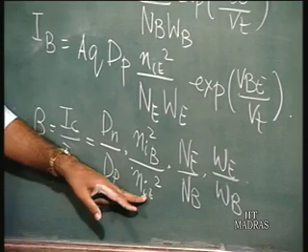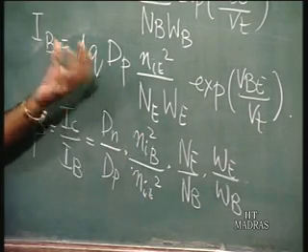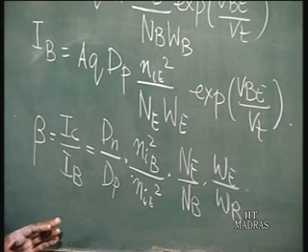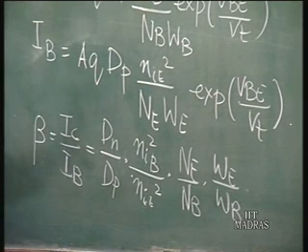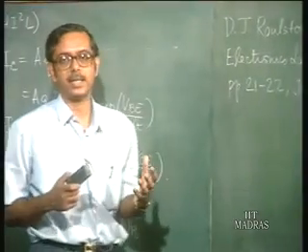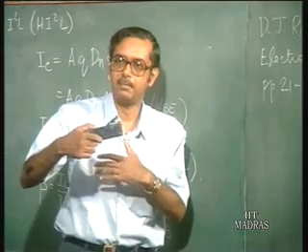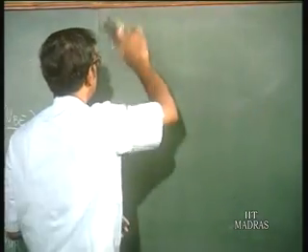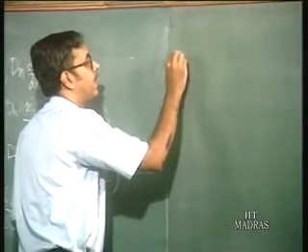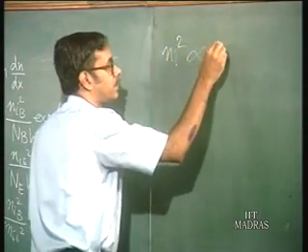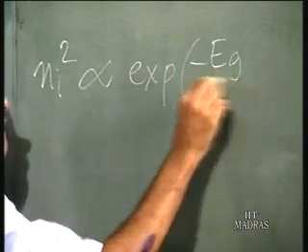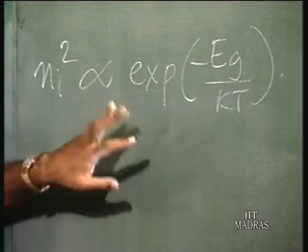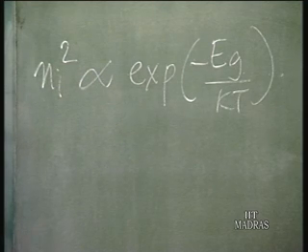Why we have written it is that normally in a homojunction, Ni is the intrinsic carrier concentration, and in the emitter and the base it would be the same, but in a heterojunction they are going to be different because of the difference in band gap. Now, you know that Ni squared, the intrinsic carrier concentration, depends very much on the band gap. If you have a larger band gap material, the intrinsic carrier concentration is less. We have already seen that in the first few classes. In fact, Ni is proportional to exponential minus Eg by twice kT, so Ni squared is proportional to exponential minus Eg by kT.